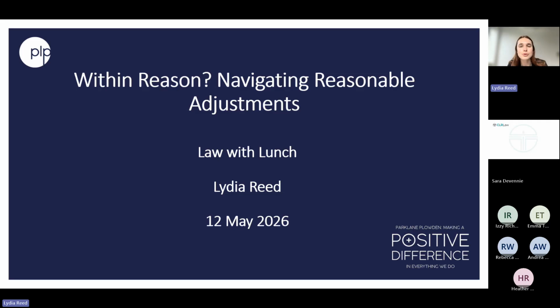So I'll start with the legal framework and getting back to basics. And then we'll zoom in and look at the specific component parts of a reasonable adjustments claim and finish by looking at the practical steps that both claimant and respondent practitioners can take.